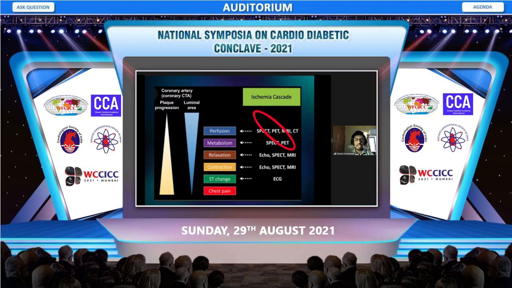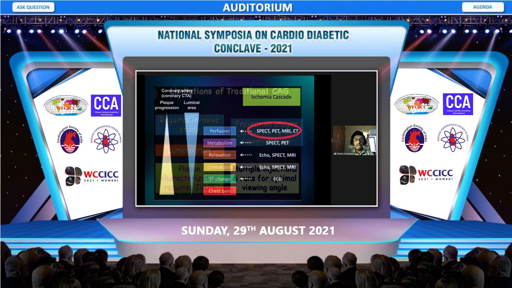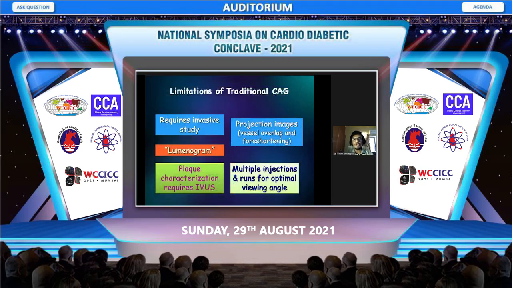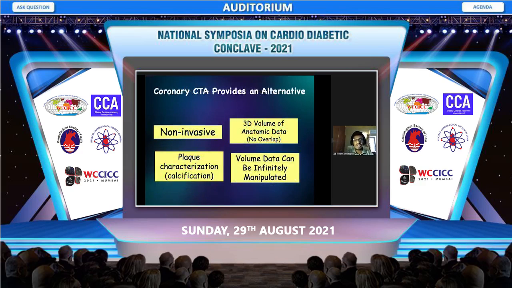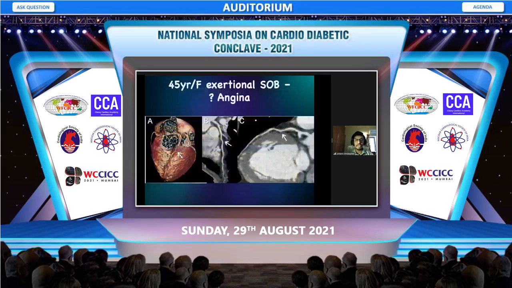So while we do that, we understand that the angiogram is the gold standard, or has been the gold standard, but it has a lot of limitations in that it's invasive, it is a luminogram, and we don't have plaque character. So CT has come in as a very good non-invasive tool. It has a 3D volume which can be infinitely manipulated, and it has plaque characterization, which is very, very important.